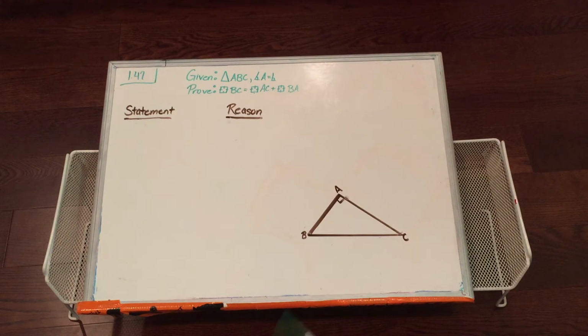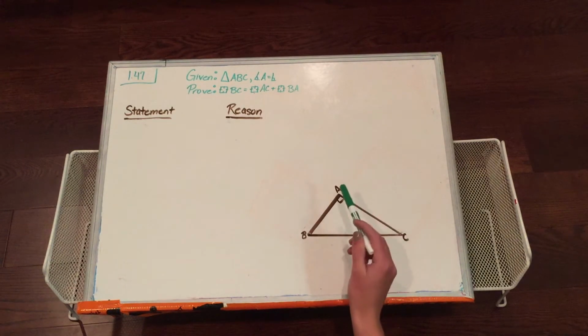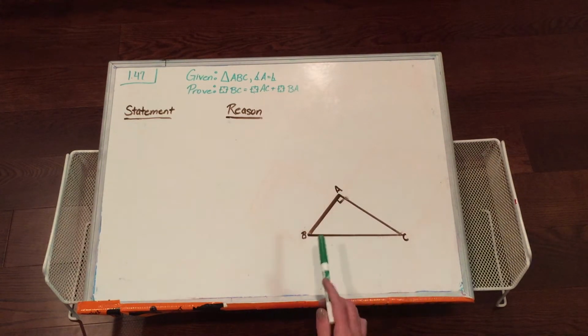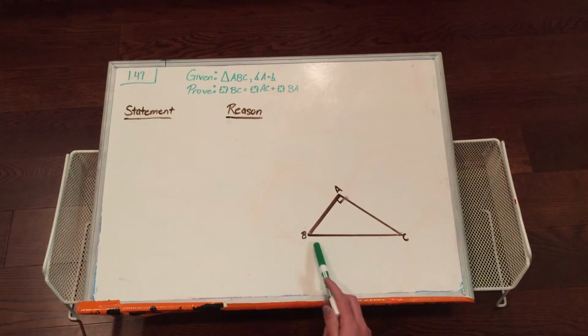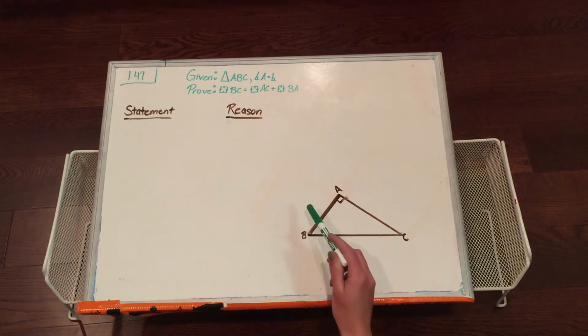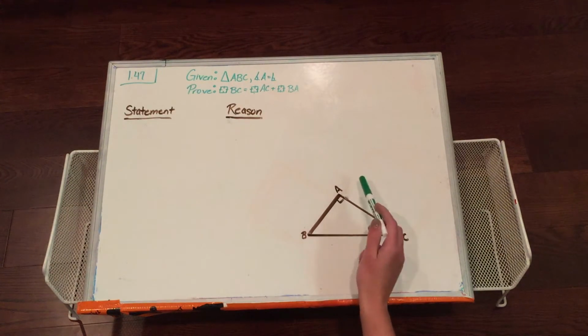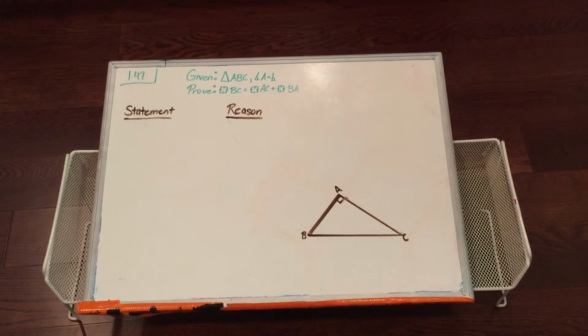And so our given is triangle ABC, and we know that the right angle is at A, so we're trying to prove that the line opposite of the right angle, the square we construct on this will be equal to the square we construct on line BA plus the square constructed on line AC.